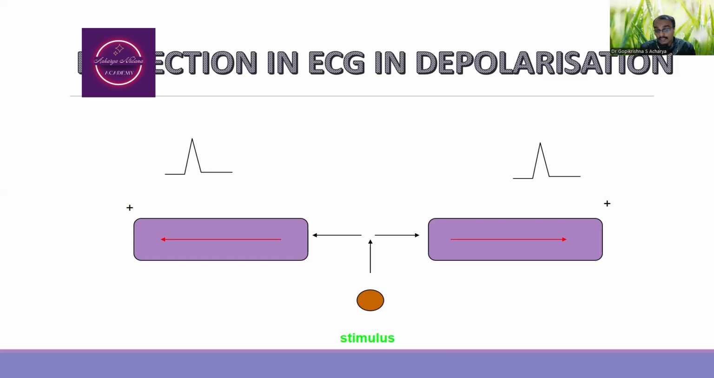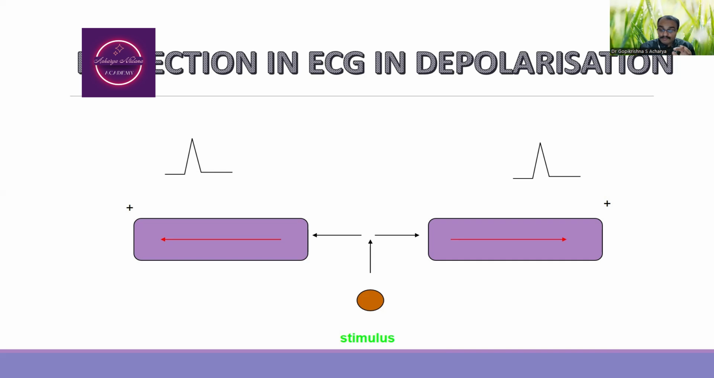But here there are two images with two equal sized myocardial cells, and you keep the electrode on both sides of the myocardial cells. These are responsible for the prominent positive deflection in the ECG complex, on the ECG paper, because the stimulus is happening in the middle.